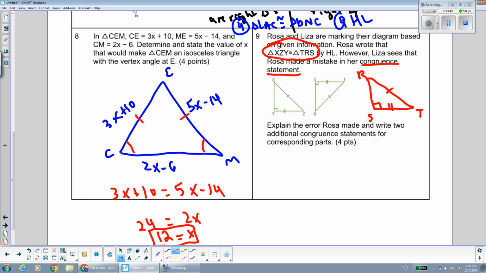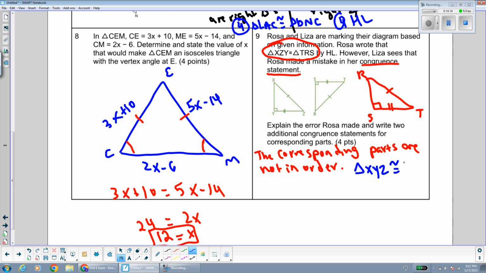She has X matching up to T. And also Z should match up to T. She doesn't have that. She has Z matching up to R. So these letters are a mess here. So for explaining the error, you can say the corresponding parts are not in order. I'd take it if you said the letters were incorrect. And we can fix it. Triangle XYZ congruent. If I went XYZ, I'm going to go the same way, RST.